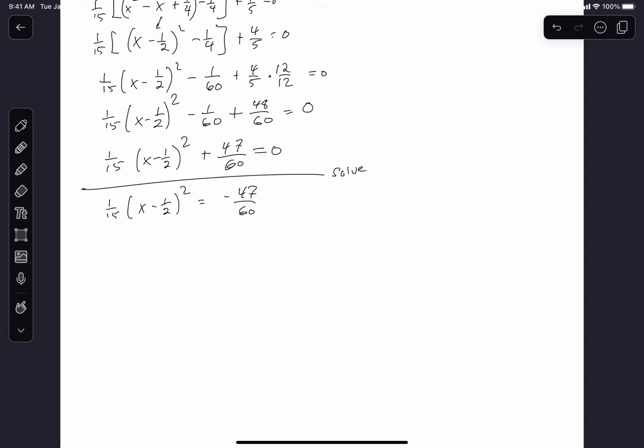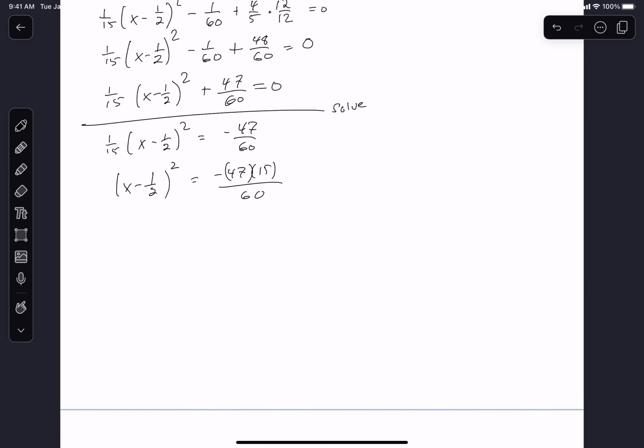And I'm going to multiply both sides by 15. Now I recognize something. That's a problem at the moment. I'm not even going to bother multiplying 47 by 15, because look what happens if I try to square root both sides in the next step. I can't square root a negative number. So the problem here is I'm not going to get any real roots.